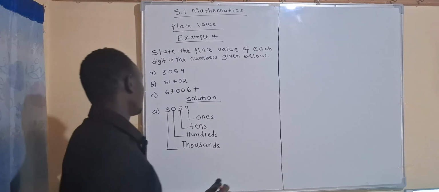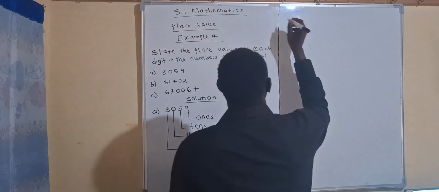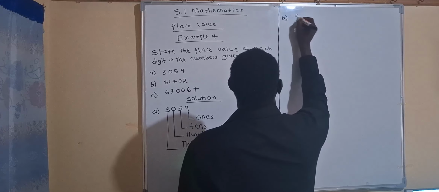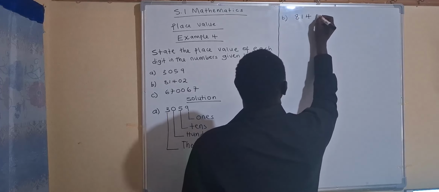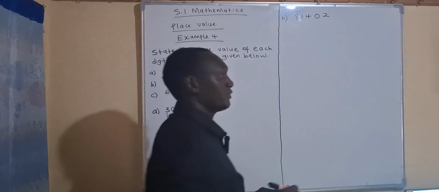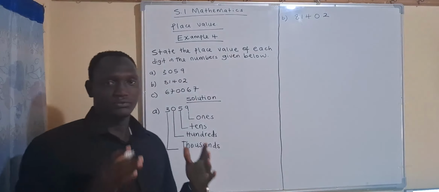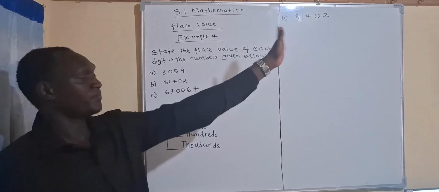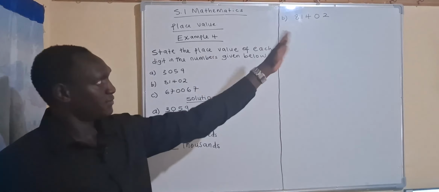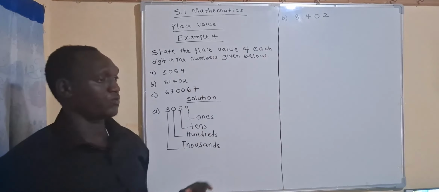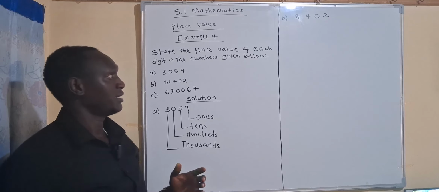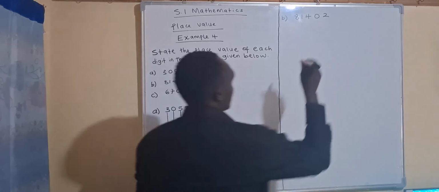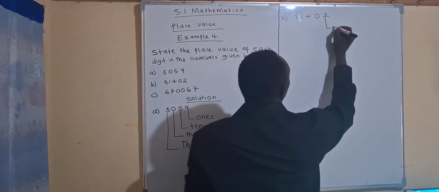Let's go to example B. B is 8148140. And this method doesn't change. How you state the place values will always remain the same. You will always start from the extreme end, from the very side of 0. Now, the first position from that side is taken by ones. Therefore, here now the place value for 0 is ones.